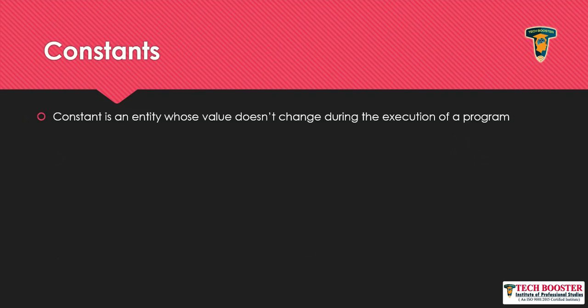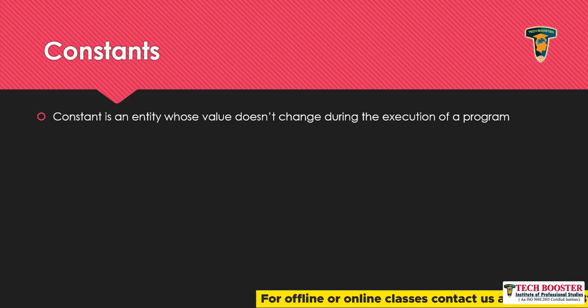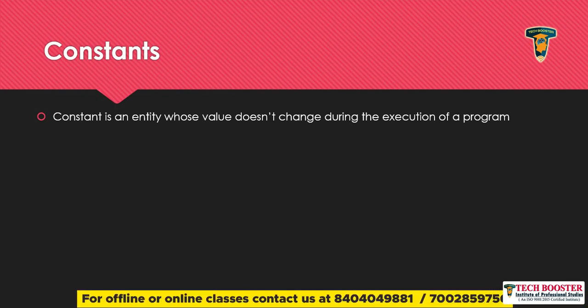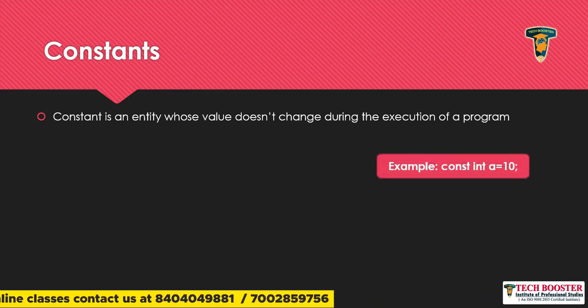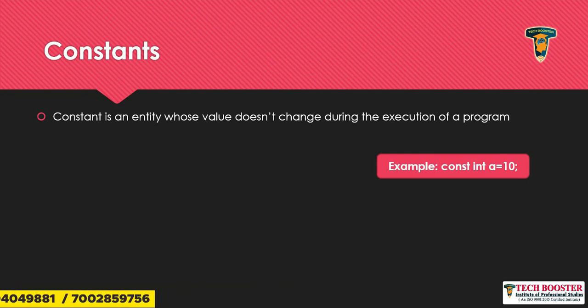So a constant is an entity whose value does not change during the execution of a program. Like you can see in our previous slide, variables can change during the execution of a program, but a constant cannot change. And if you look into this example, in order to define a variable as constant, you need to use this const keyword. You can see this is my const keyword. By using this const keyword, you can consider any of your variables as constant.